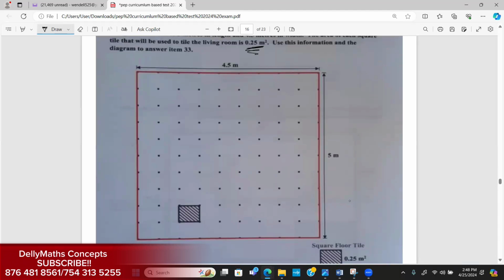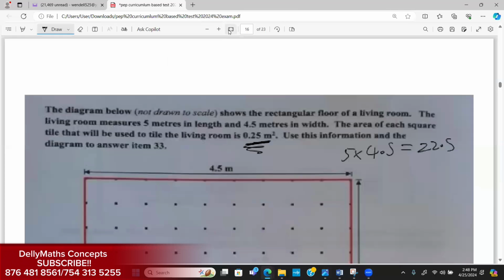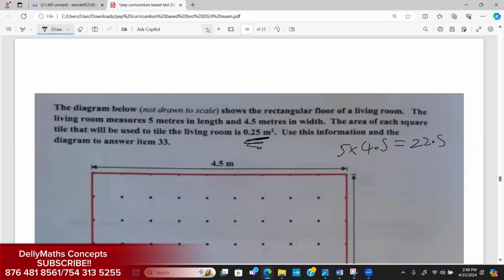What I could do is find the area of this. If I find the area of the floor, it's going to be 5 times 4.5, which gives about 22.5. So when you work out your little math, you get 22.5. Hold on, let me blow up my diagram.